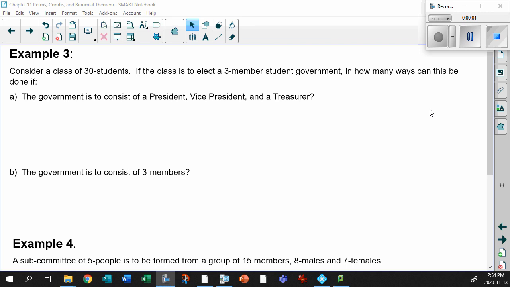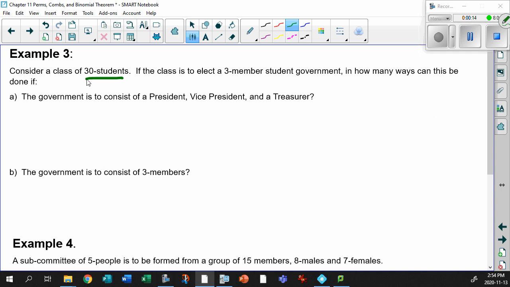So before we get too complicated, maybe we should look at the difference between a perm and a com up close on one of these kind of crazy examples you may see in your textbook or on an exam. For example, it says, consider a class of 30 students. The class is to elect a 3-member student government. How many ways can this be done?